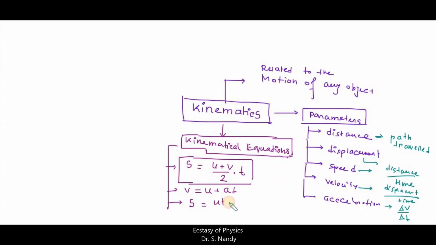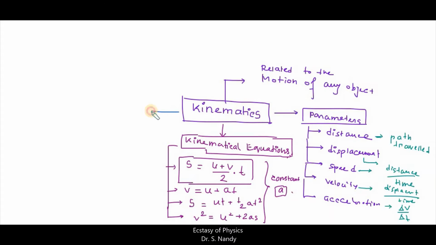S equal to u t plus half a t square represents the displacement equation, where S stands for displacement, u is the initial velocity, t stands for time, and a stands for acceleration. And v square equal to u square plus 2 a S: final velocity square equals initial velocity square plus twice acceleration into displacement. So these are all four equations we went through under kinematics. Note that we have always considered constant acceleration; only for constant acceleration are these equations valid.